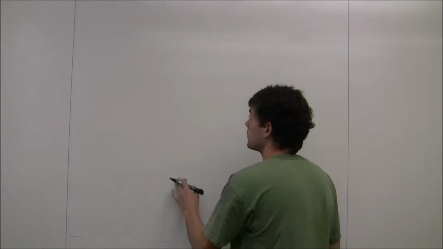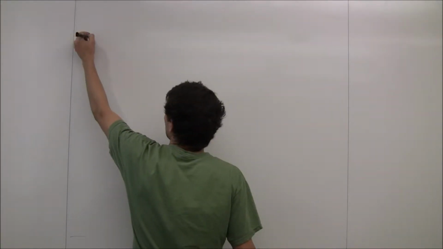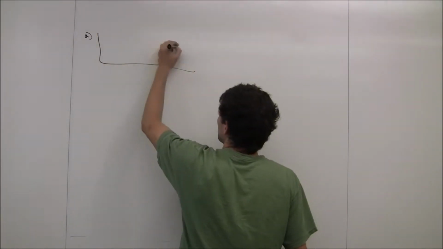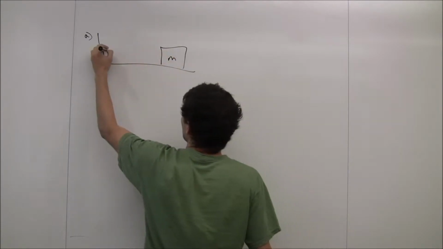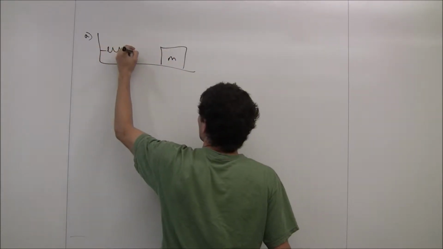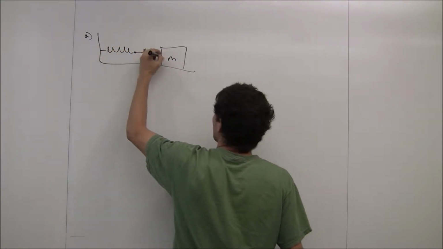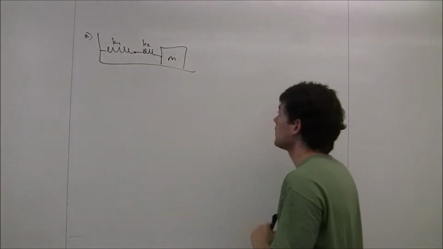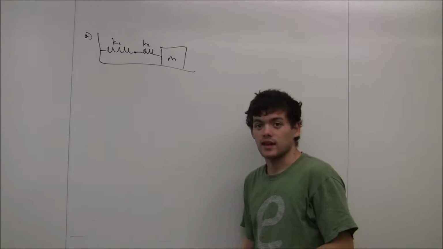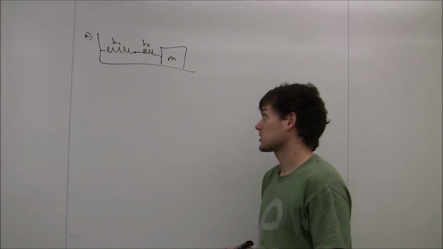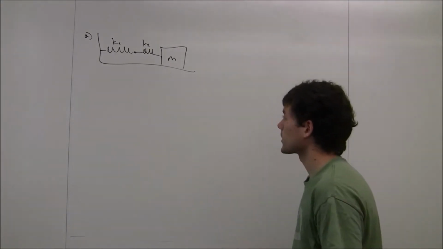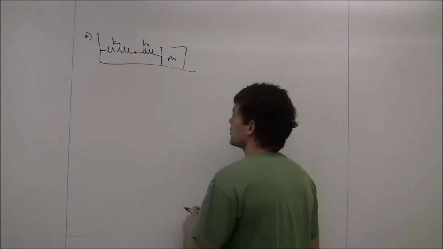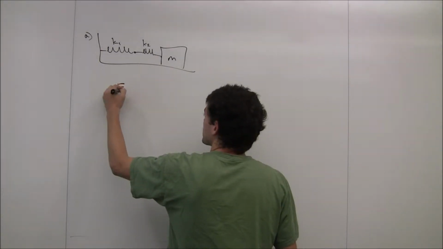So the other way we can solve this problem is using our knowledge of mechanical energy. In part A, we again have the same situation: the spring K1 connected to a spring K2 in series, connected to a block of mass m. The block is displaced a distance delta x, and we're asked to find the period of its oscillation.